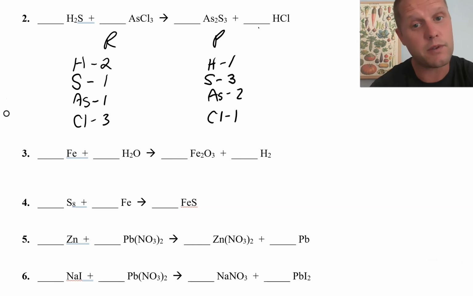Generally, if it's difficult to balance and you get stuck, just start over and go quickly. So for example, from experience, I know I'm going to balance sulfur first because I have 1 and 3. So I have 3 on this side, and I have 1 on this side.